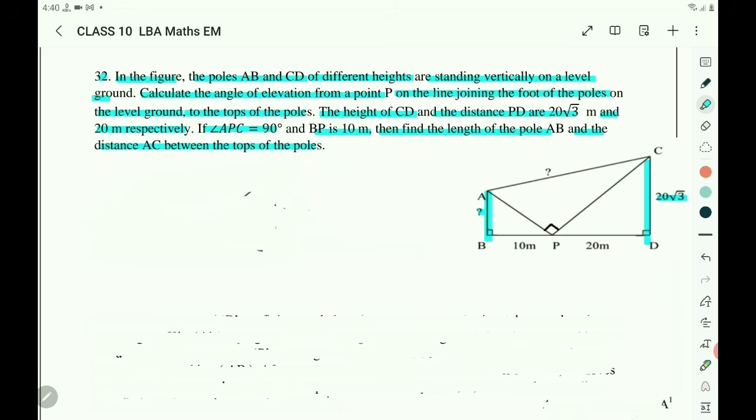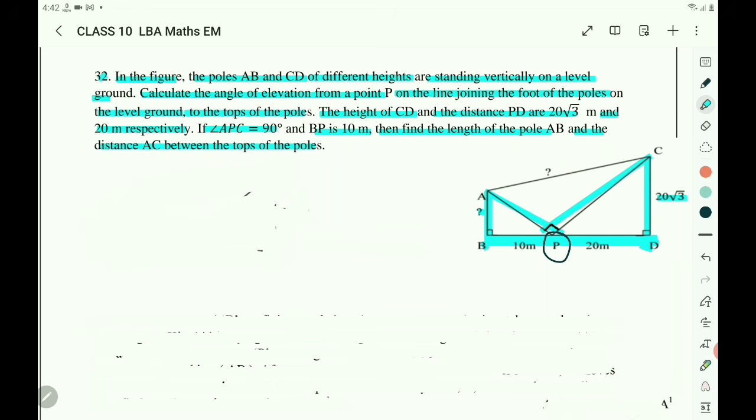Next, calculate the angle of elevation from the point P on the line joining the foot of the poles. P is a point on the line joining the foot of the poles. B and D are the foot of the poles. BD is the line joining the foot of the poles and P is a point in between the foot of the poles, that is in between B and D. From the point P, we have to find the angle of elevation of the top of the poles.